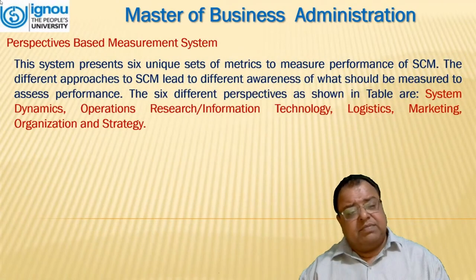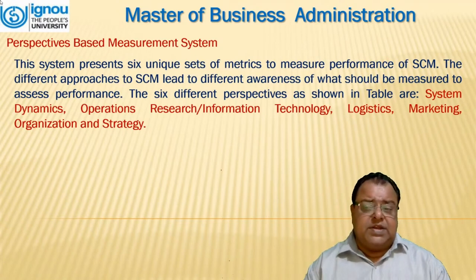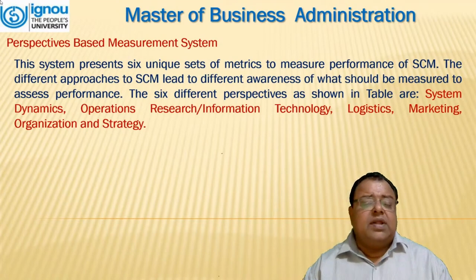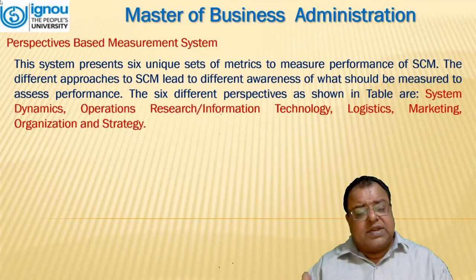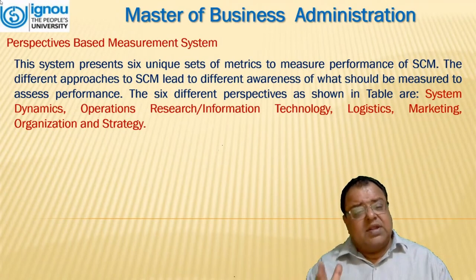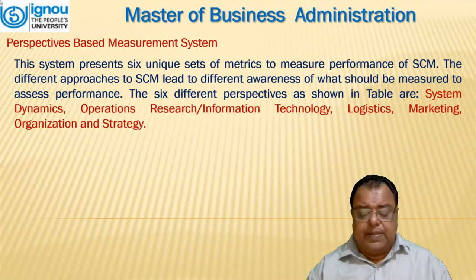Perspective-based measurement system. This system presents six unique sets of metrics to measure performance of supply chain. The different approaches to supply chain lead to different awareness of what should be measured to assess performance. The six different perspectives are system dynamics, operation research, information technology, logistics, marketing, organization, and strategy.